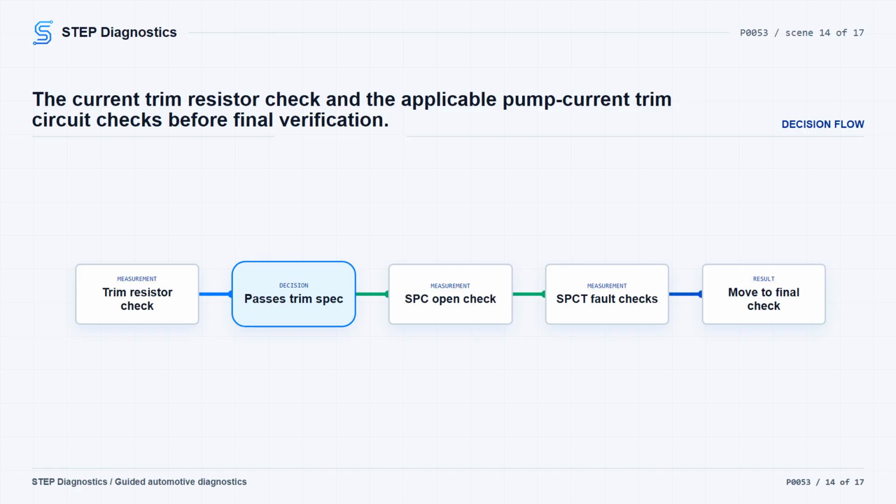Then check the UO2S PCT circuit for short to ground. If the vehicle does not use that circuit, follow the passing side of the branch. Where the circuit applies, resistance should be greater than 10,000 ohms. If not, repair the short circuit, reset KAM, and repeat the self-test. Last, check the UO2S PCT circuit for short to voltage. If the vehicle does not use that circuit, follow the no voltage side of the branch. Any voltage present means repair the short circuit, reset KAM, and repeat the self-test. With no voltage present on this P0053 path, go to the final operation check.